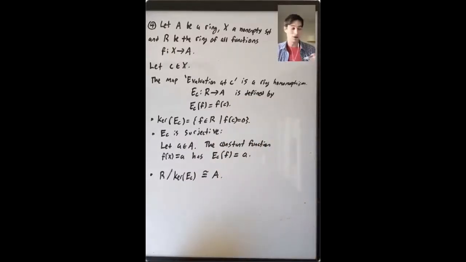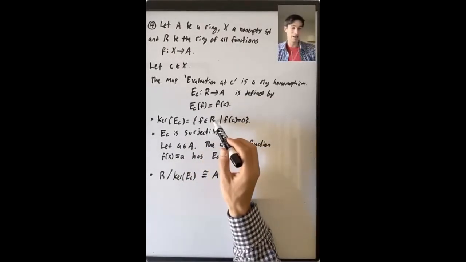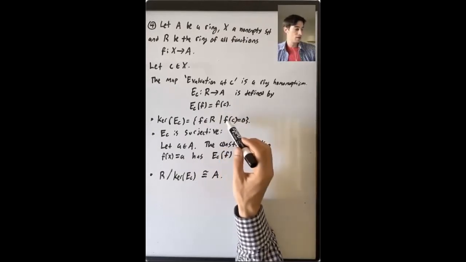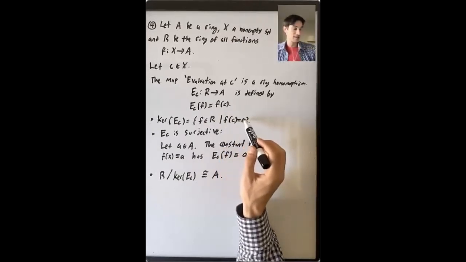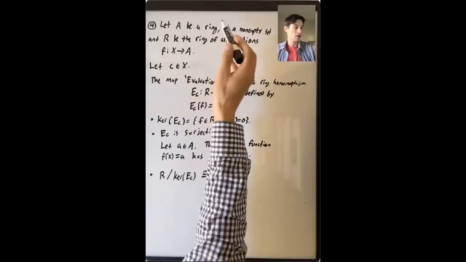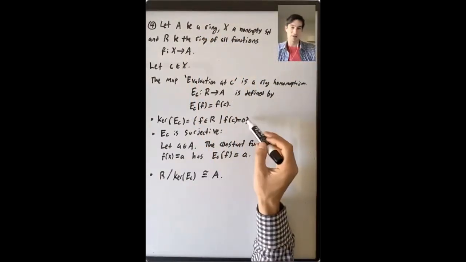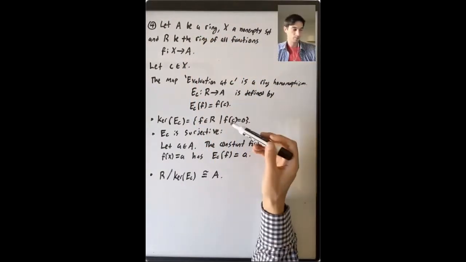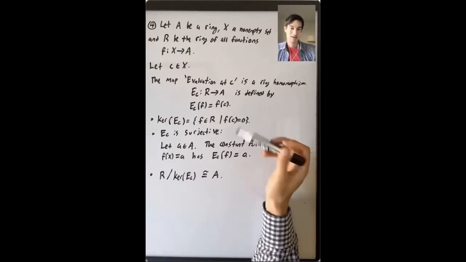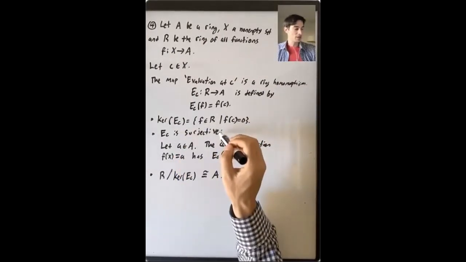What is the kernel? Well, it's all the functions in R where f of c is 0. So A is just some ring, so it's whatever the additive identity of A is. This map is surjective.